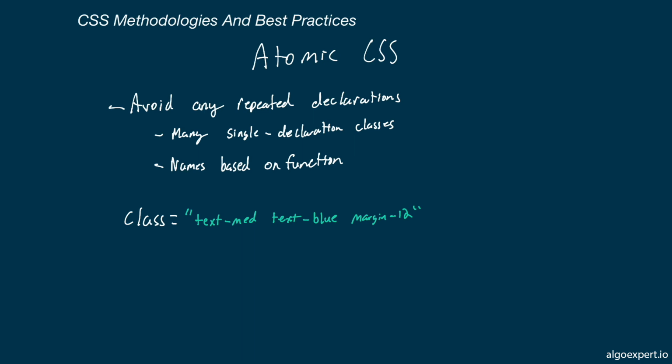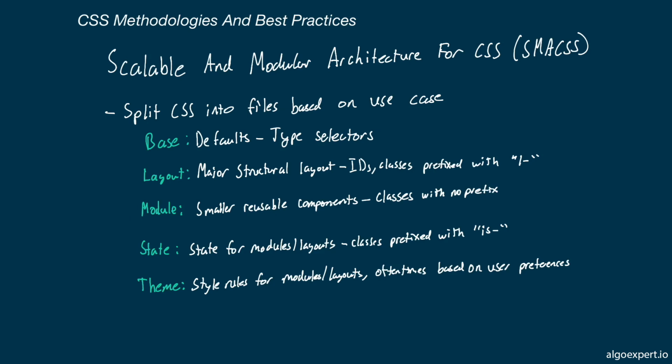This is great in terms of creating DRY CSS, but it tends to be the worst methodology in terms of separating CSS from HTML, so this is a trade-off once again to be considering. Now let's take a look at the scalable and modular architecture for CSS, pronounced SMACSS.